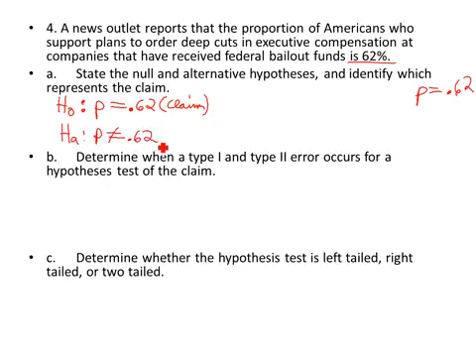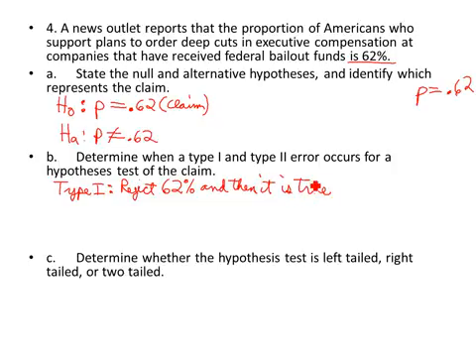The type 1, type 2 errors. Type 1 error. Remember, the type 1 error is where you reject the null hypothesis and it ends up being true. So here, for a type 1 error, we reject 62%, and then it is true. So we reject their claim, and their claim ends up being true.